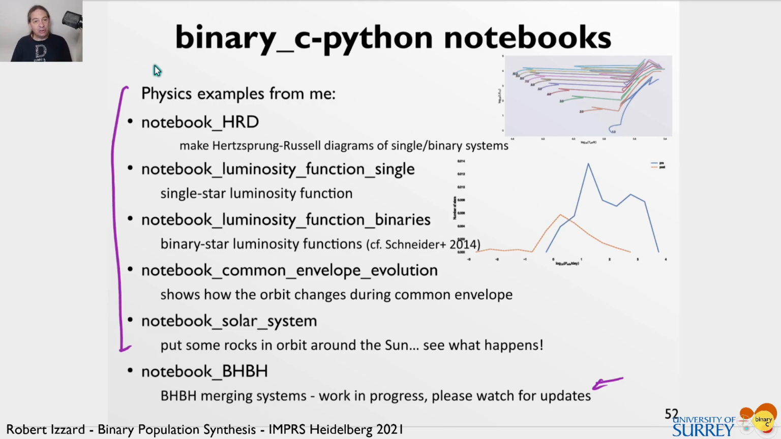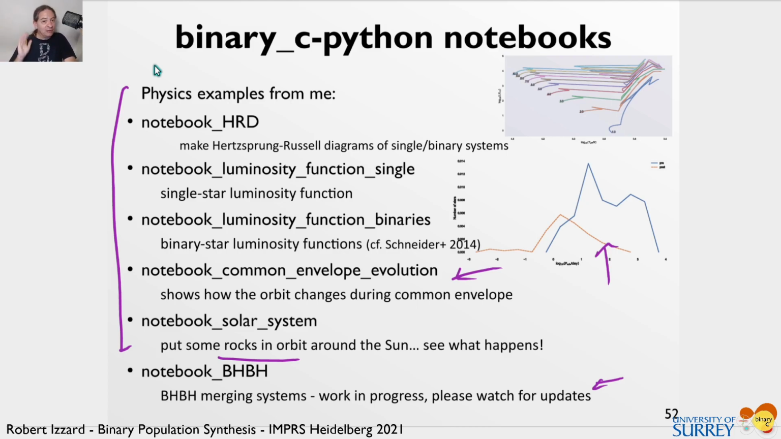There's a couple of notebooks on luminosity functions to back up the stuff we did this morning. I've put one on common envelope evolution, which makes this plot, which looks just like the one that I showed just now. I've also put something about some rocks in orbit around the sun. So this is a simulated solar system. There's a planetary module in there as well, so you can have a look at that. It's very simple. Anyone who wants anything complicated, feel free to put it in, because I need help with that.